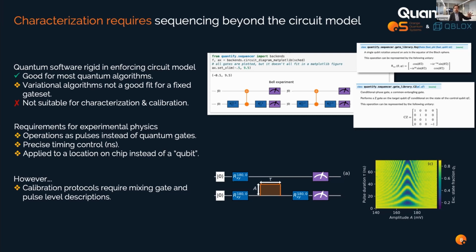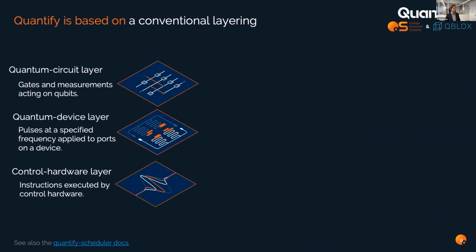That's the easiest way to describe this, with real fixed operations, except for one that's a square pulse of which we're varying the duration and the amplitude. So this is a prime example of where you really want to be combining these two levels of abstraction. So how do we do that?